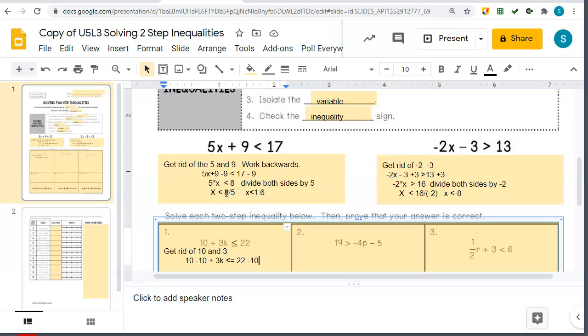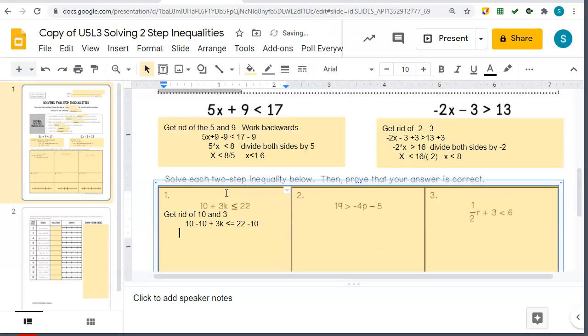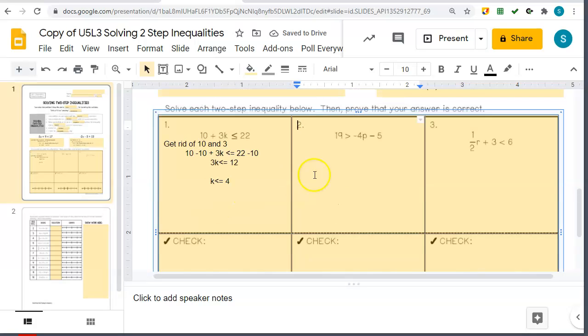And then with additions, the order doesn't matter as long as they're all additions. So now we're reduced to 3k is less than or equal to, not 11, 12. 22 minus 10 is 12, not 11. Alright. Now we're going to divide both sides by 3, and we get k is less than or equal to 4.